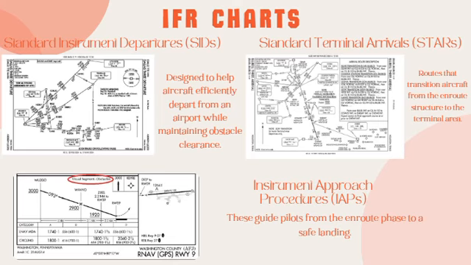Last but not least, we have the instrument approach procedures. These provide detailed information for descending and aligning with the runway, particularly in low visibility conditions. Dispatchers select appropriate instrument approach procedures based on weather conditions, runway availability, and aircraft equipment capabilities. Ensuring suitable instrument approach procedures are available at alternate airports in case of diversion.